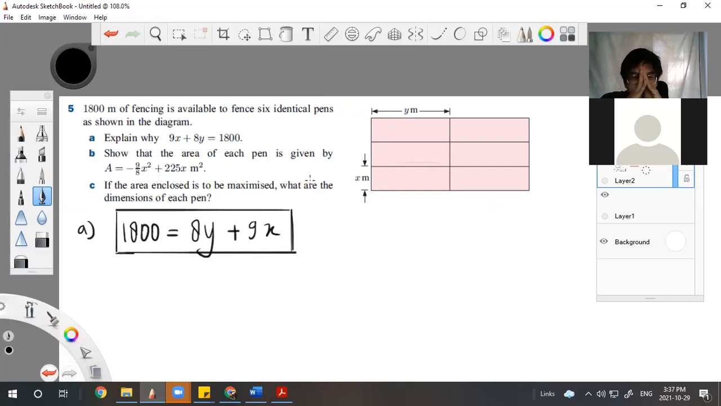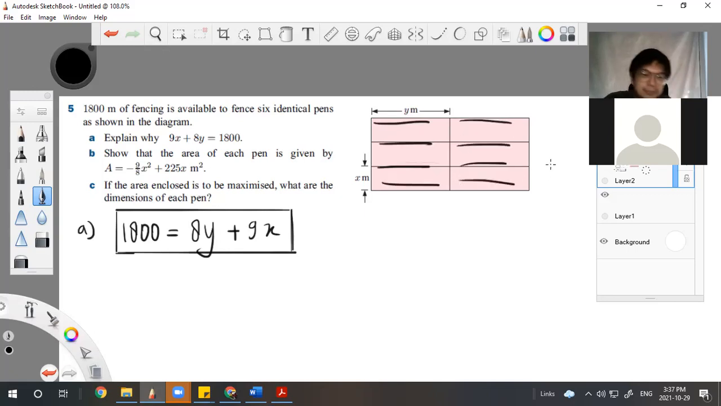So why 1,800? 9x plus 8y equals 1,800. Okay, so we need at least 9 widths of the rectangles, right? And the length, wait, not 6, 8 lengths of the rectangle, right? 8 of this, so 8y, and 9 of this, so 9x. Okay, that's it. No need to think further.